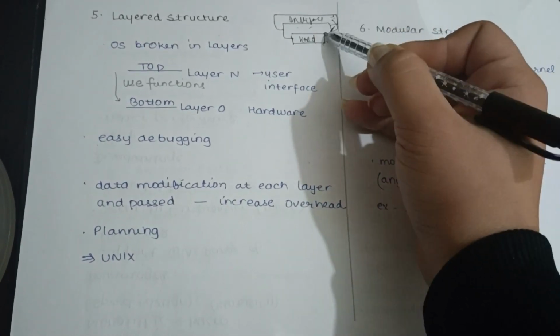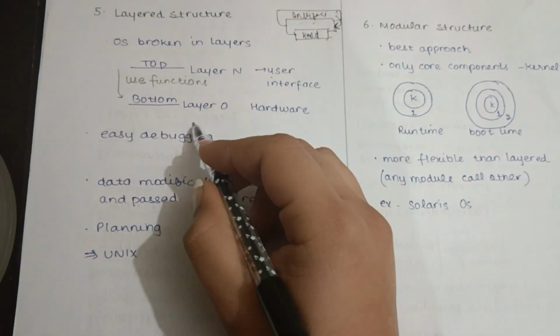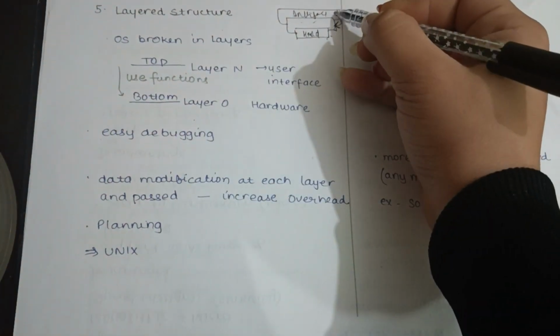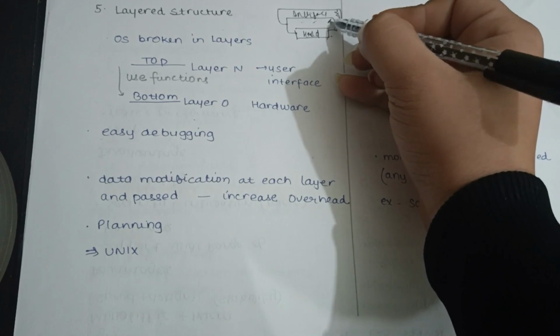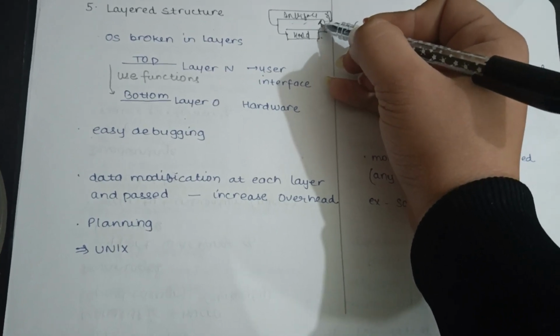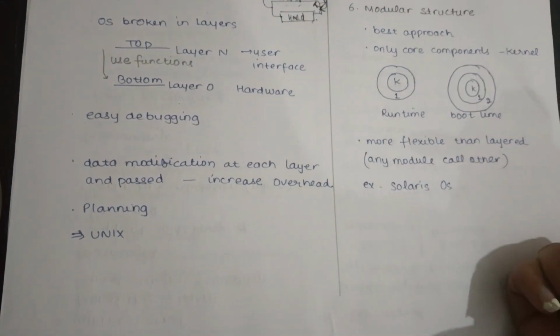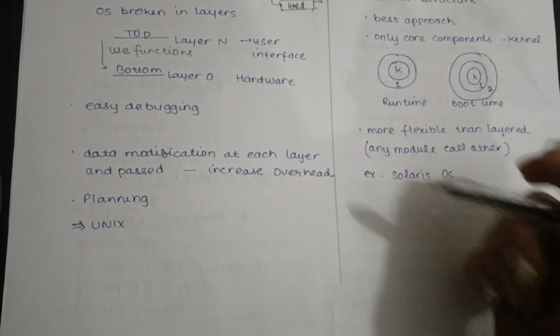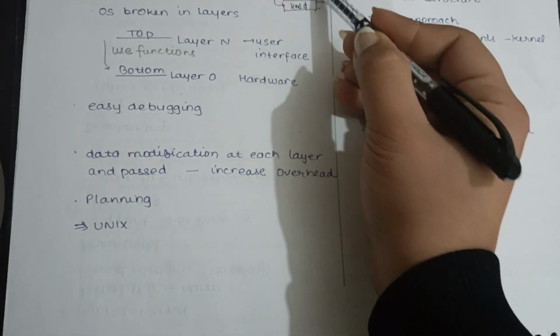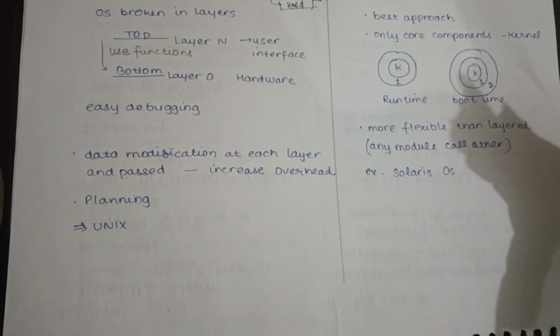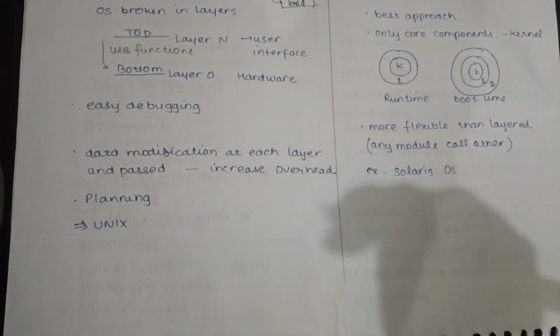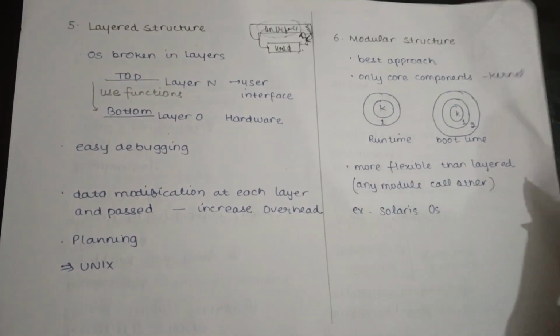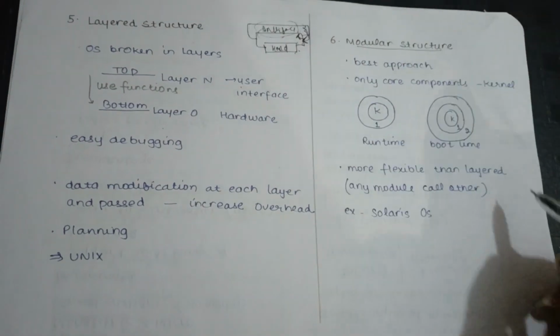The advantage is debugging. Debugging is easier because the upper layer is always dependent on the lower layer, so we can easily find and trace the errors. And then there is data modification at each layer. Every layer performs data modification and passes it to the next layer, and this is used in the Unix operating system. Then the sixth one, we have the modular structure.